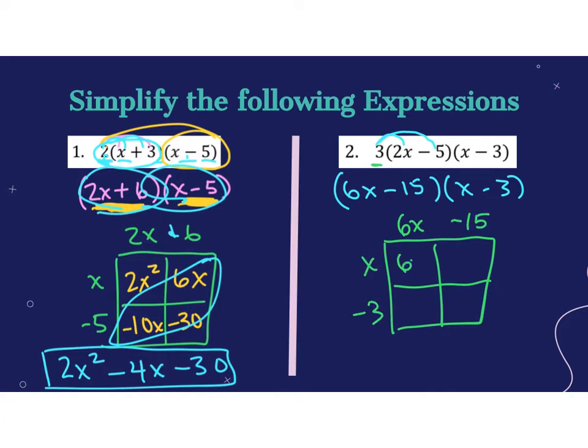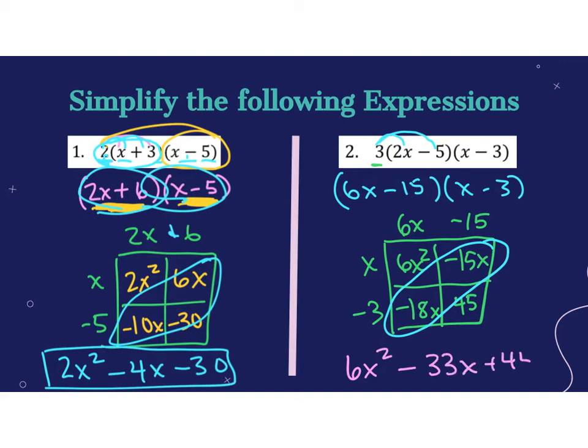6x times x is 6x squared. x times negative 15 is negative 15x. 6x times negative 3 is negative 18x, and then negative 3 times negative 15 is positive 45. I end up with negative 15x and negative 18x being like terms. That gives me 6x squared minus 33x plus 45. And you can use your calculator to help you put these things together. There's no problem with that.